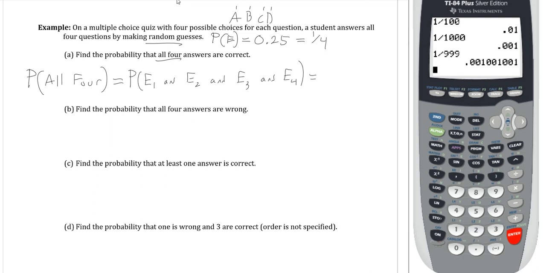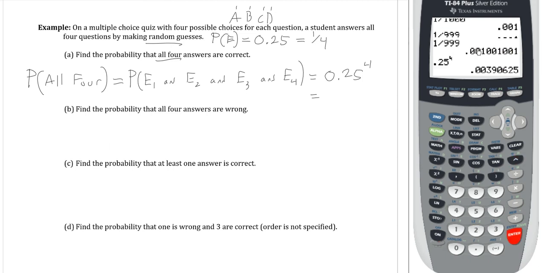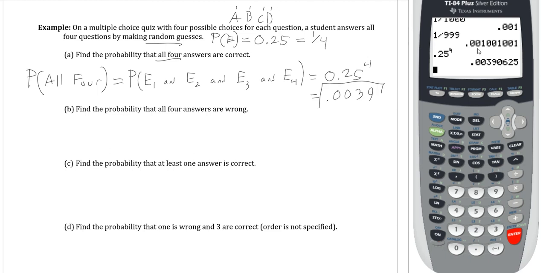So the probability of you getting the first question right is 0.25, which is also true for the second, third, and fourth. So we can simply solve this by taking it to the fourth power, because we would be multiplying by itself 4 times. If we do 0.25 to the fourth power using the caret above the division sign, we get 0.0039. So not a very high chance. Less than 1% chance you get all 4 questions right by making random guesses.